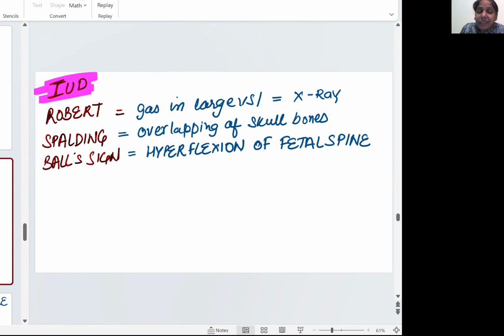Another is the Spalding sign. The earliest sign is Robert's sign. What is the Spalding sign? The Spalding sign is overlapping of the skull bones, because it is seen after 7 days.